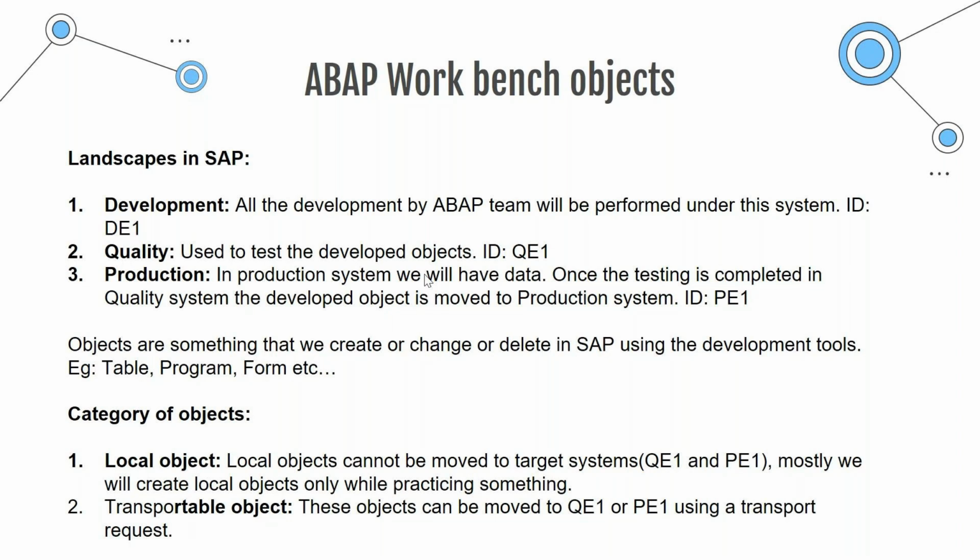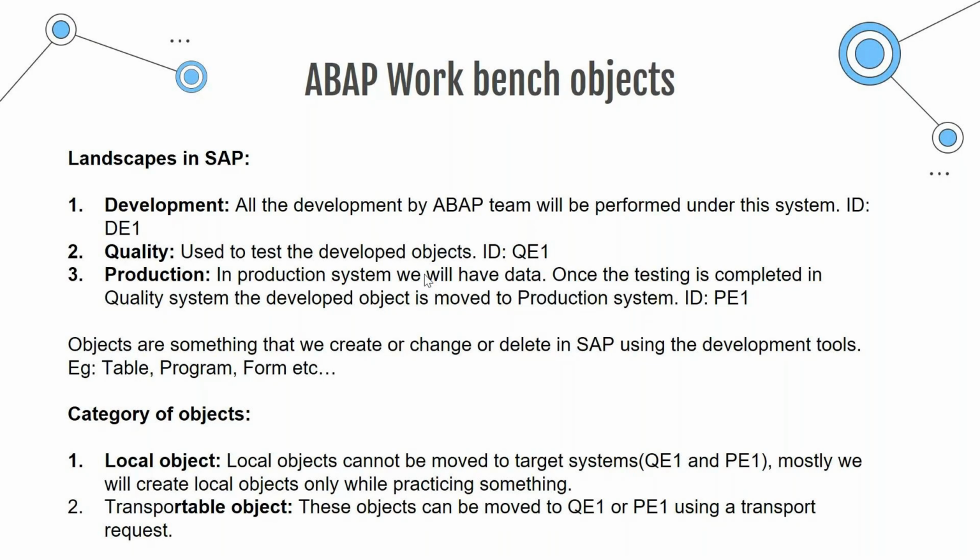Then the transportable object. Every single time you will only create a transportable object to fulfill the client requirement. If the client has come to you with any requirement, then you have to do a transportable object only. Because if the client is requesting something, that means they want to use it in the production system, correct? And a local object cannot be moved to the production system. Only a transportable object can be moved to production. So every single time in real time, you only create a transportable object. Local objects are only created when you want to test or practice something.